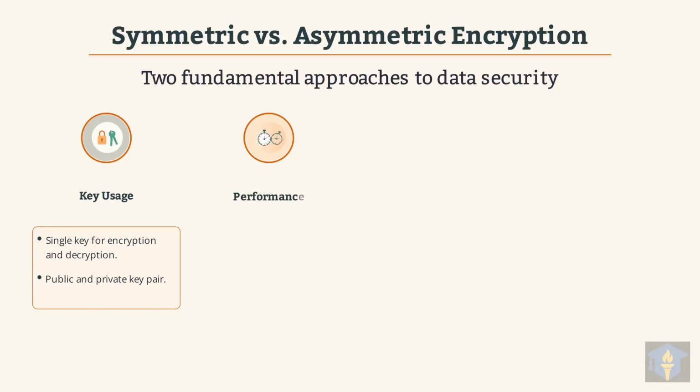Next, consider the performance aspects. How fast and efficient are these encryption methods? Symmetric encryption is generally much faster and more efficient, ideal for encrypting large volumes of data. Asymmetric encryption is typically slower and requires more computational power due to its complex key operations.